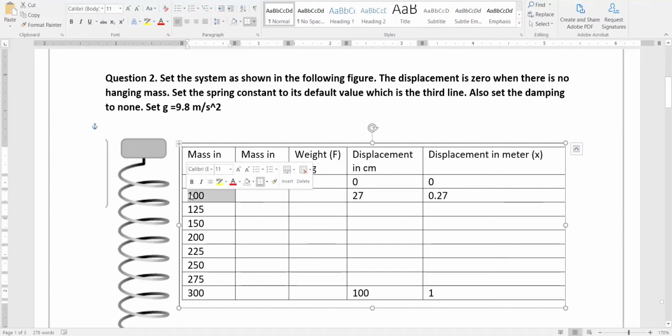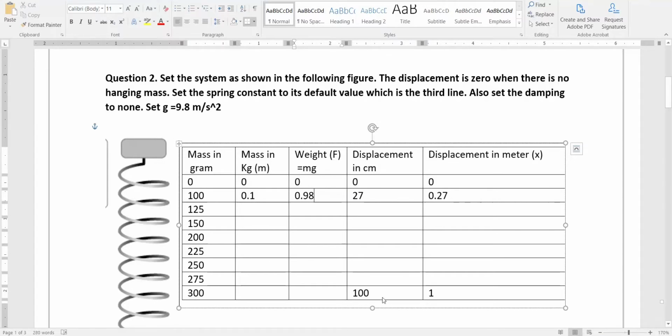And now coming to this row here, this is in gram, you need to change it to kilogram. How do you do that? You have to divide it by 1000, which will be 0.1. Once you have this kilogram mass, you need to multiply it by 9.8. If you multiply it by 9.8, you will get 0.98.